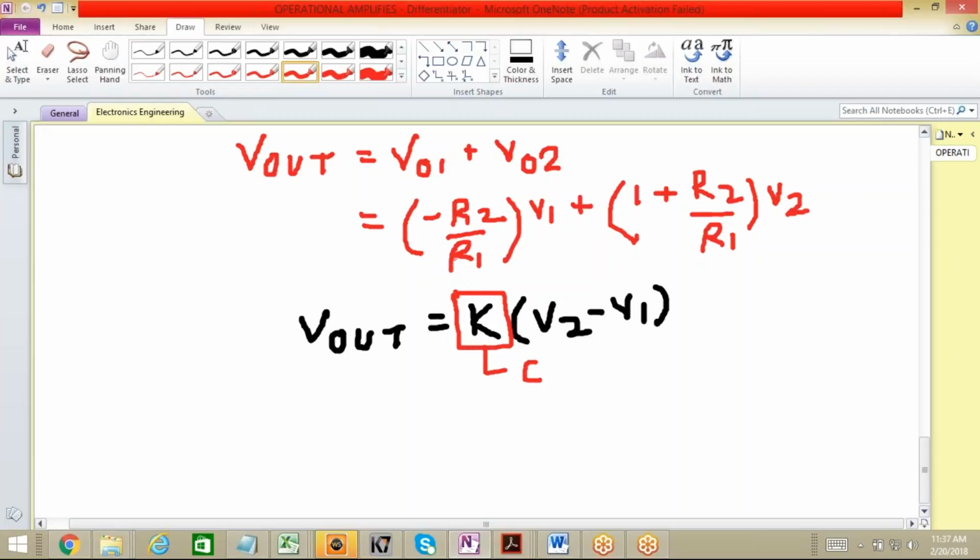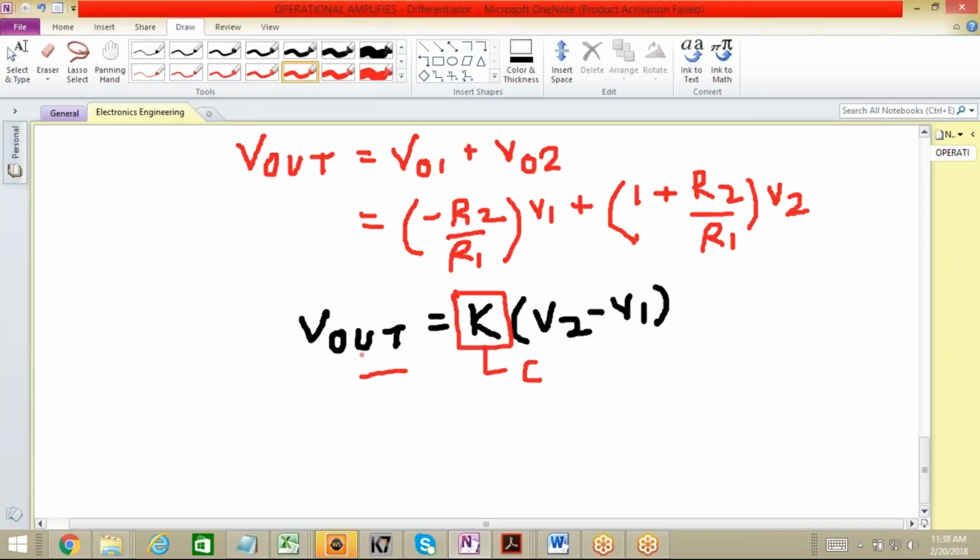Because for one, the gain is minus R2 upon R1, and for the other, the gain is 1 plus R2 upon R1. So my requirement is that if the gain for both of them is R2 upon R1, in that case we can come out with this second equation over here, right? Then only we can use this amplifier as a differential amplifier. Finally, we can achieve our requirement as output being the difference of two voltages multiplied by some gain factor, as I have shown here in this equation.